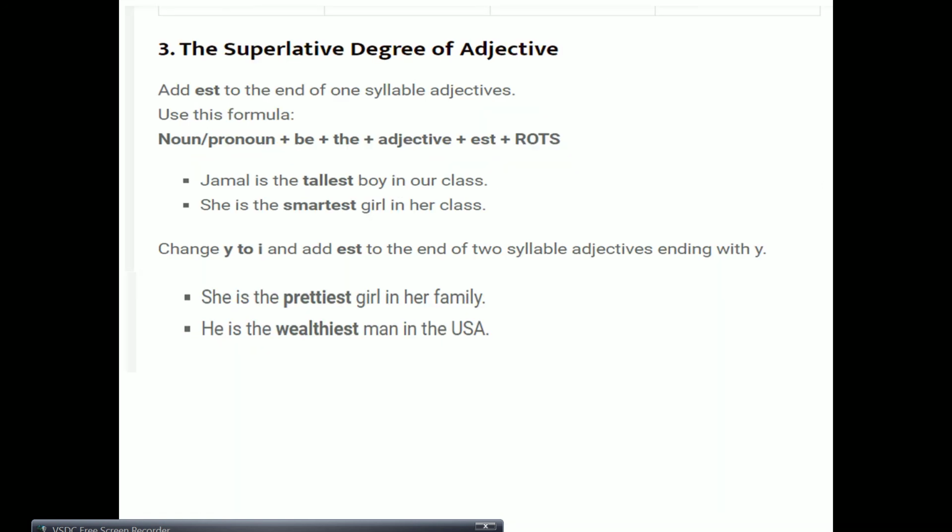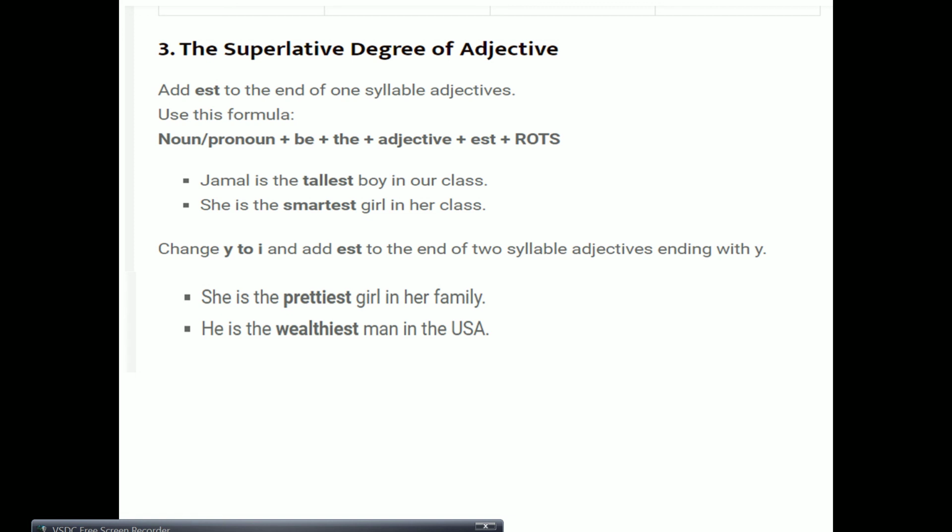So let us have a look at superlative degree. EST is added to one syllable adjectives, otherwise MOST, most is added. So noun first or pronoun. Jamal is the tallest boy in our class. So Jamal is the noun. Be के बदले क्या आया, is, फिर the आया, adjective का EST part आया, tallest, फिर क्या आया, object आया, and rest of the sentence, in our class.